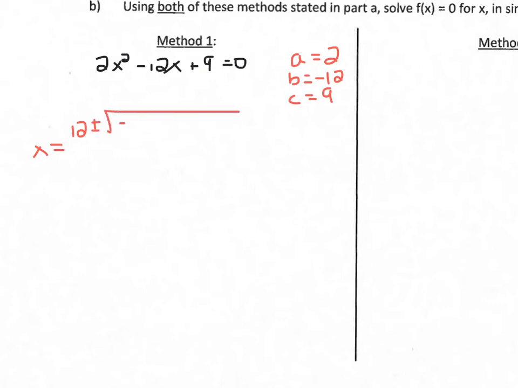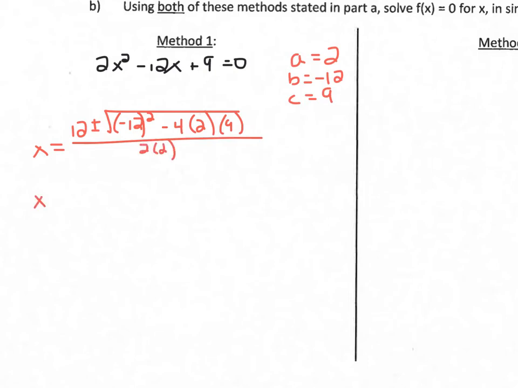Now, if you write this, unfortunately, you're going to lose points, because you don't want to just square the 12 and then make it negative. You want to square the whole negative 12. So what we do is we just put the negative 12 in parentheses to show that we're squaring the whole thing. Okay, and then minus 4 times a, which is 2, times c, which is 9, and we're going to put that whole thing over 2 times a, so 2 times 2.